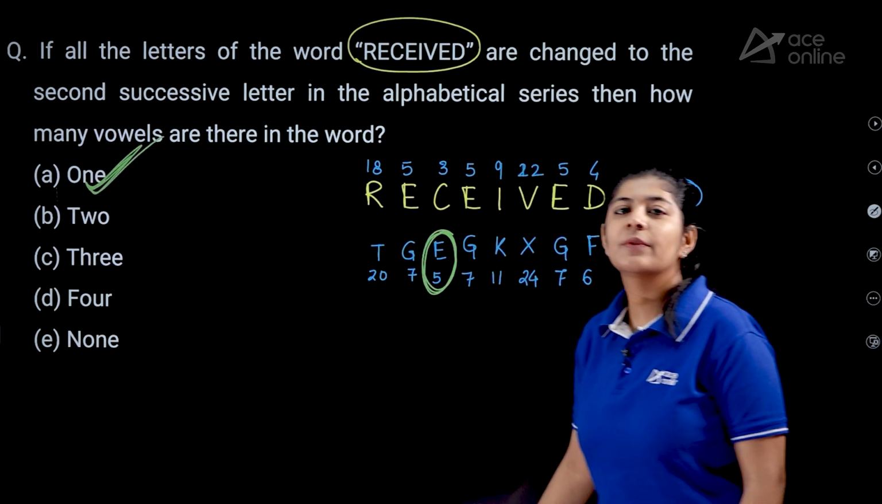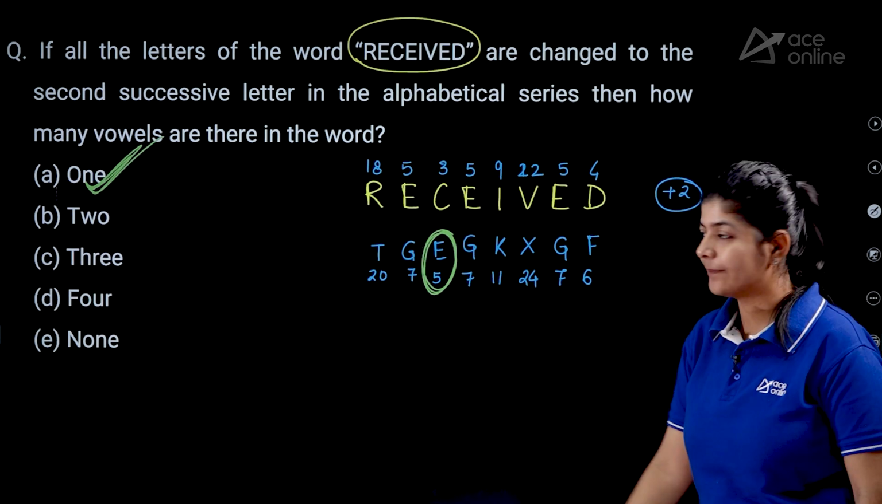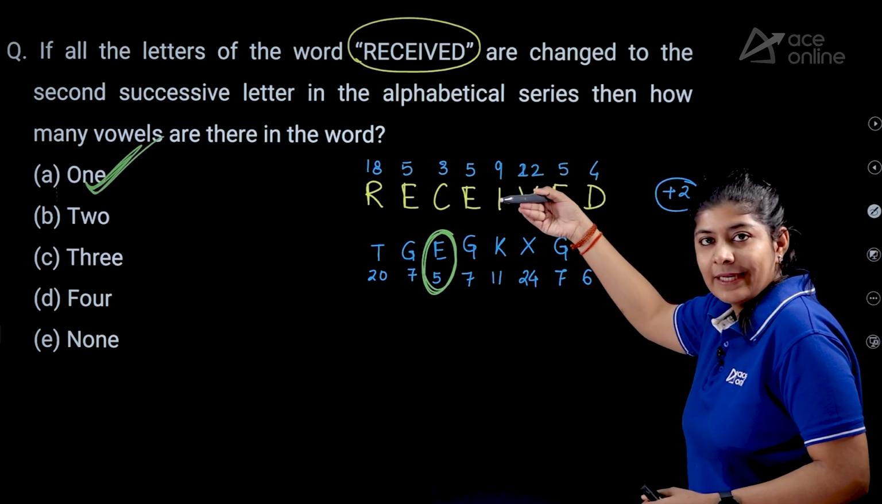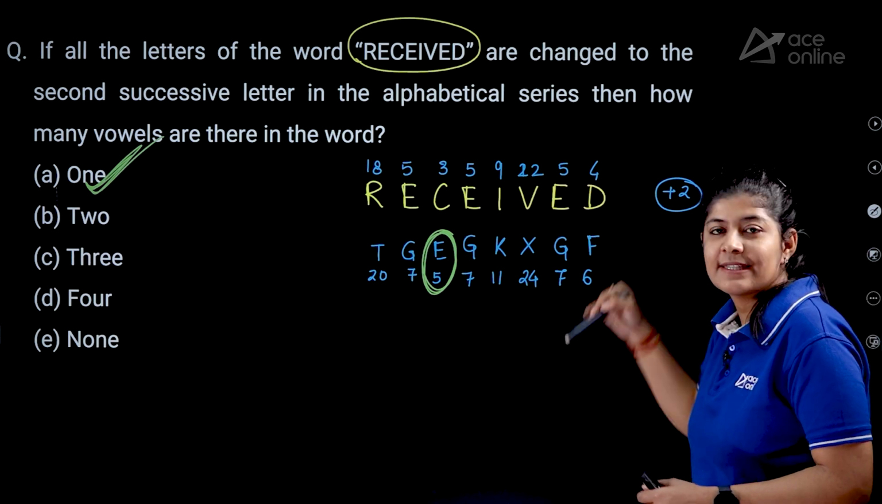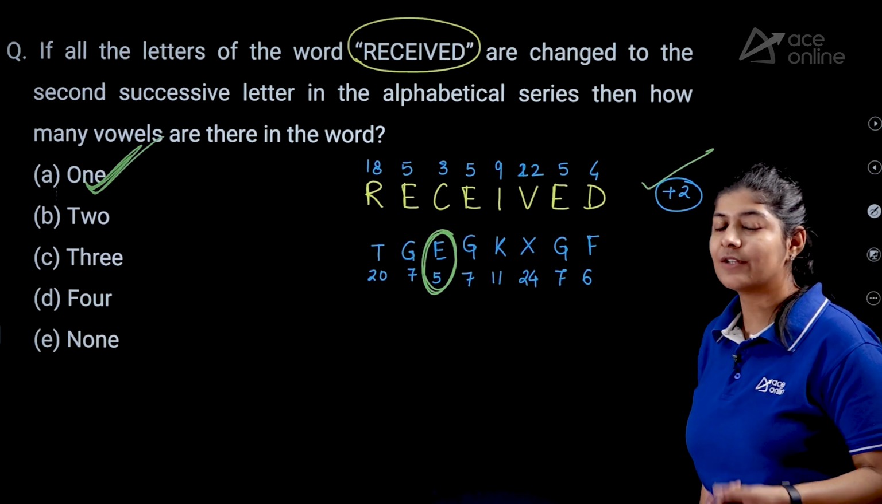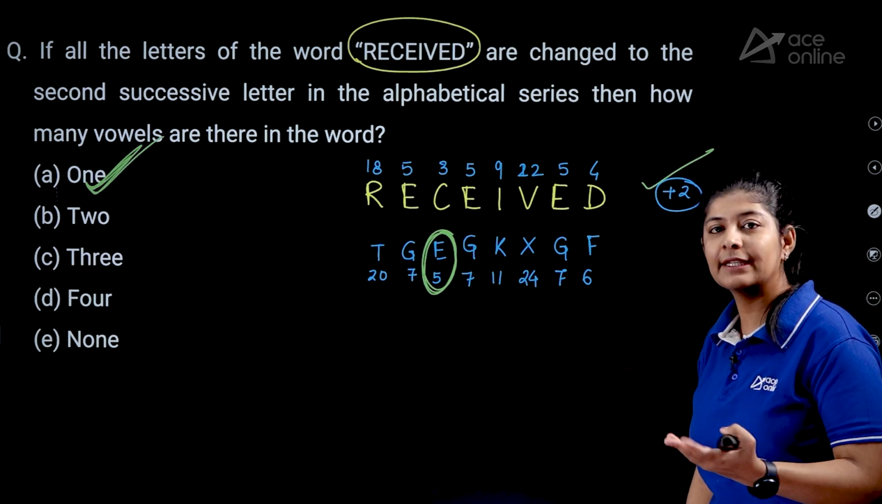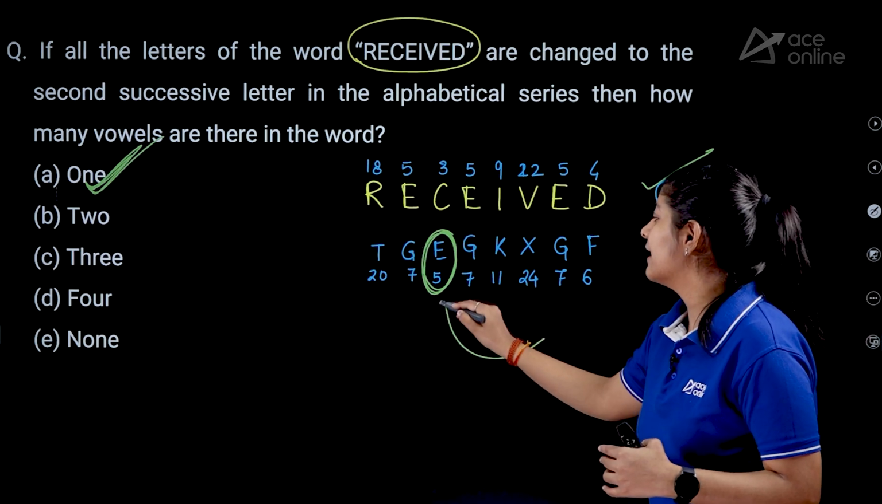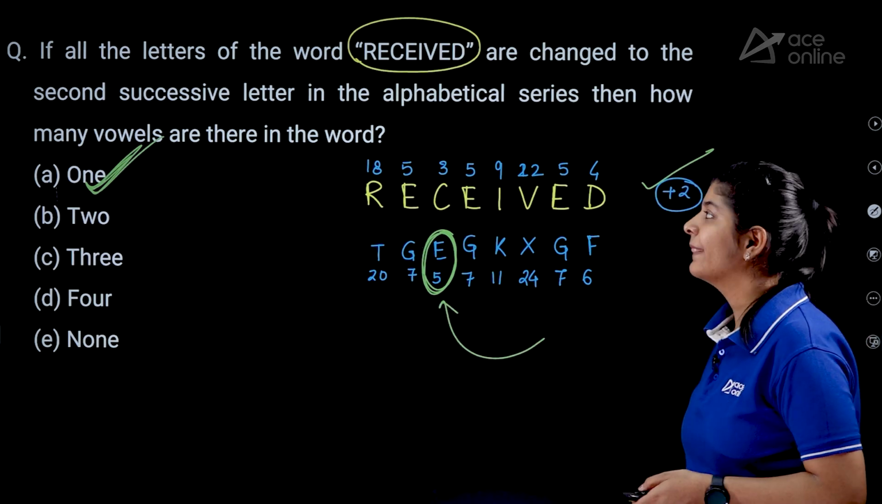Option number A. Because what I have to do is just convert all my letters to the second successive letters, and we just simply add plus 2 in that, so that we are easily able to get the second successive letter, and after that we are getting our answer as 1, right? Next.